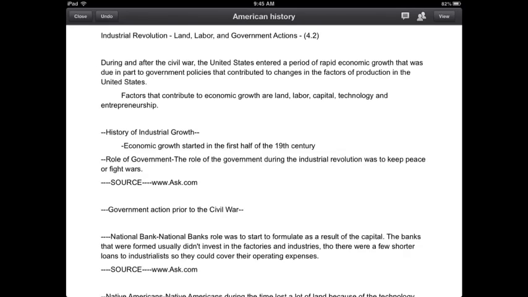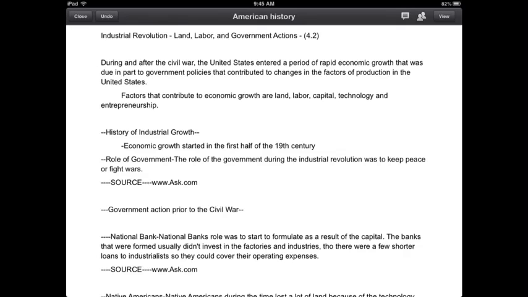History of industrial growth. Economic growth started in the first half of the 19th century. The role of government. The role of government during the Industrial Revolution was to keep peace or fight wars. Government action prior to the Civil War. National Bank. The National Bank's role was to start and formulate as a result of the capital.